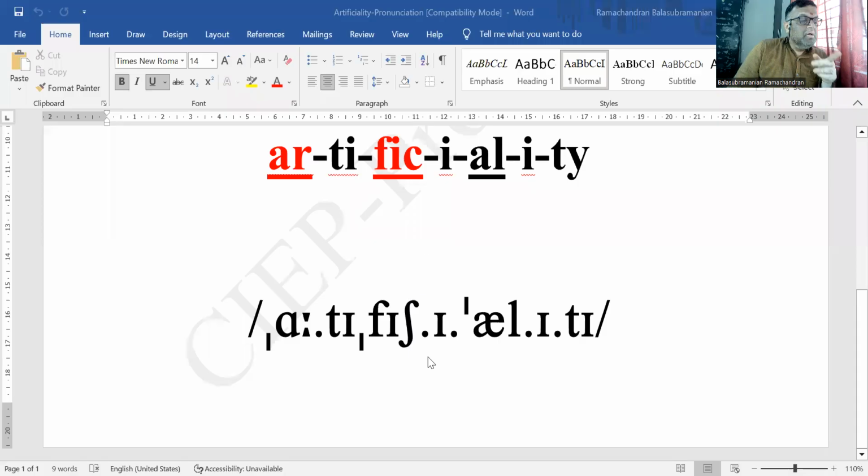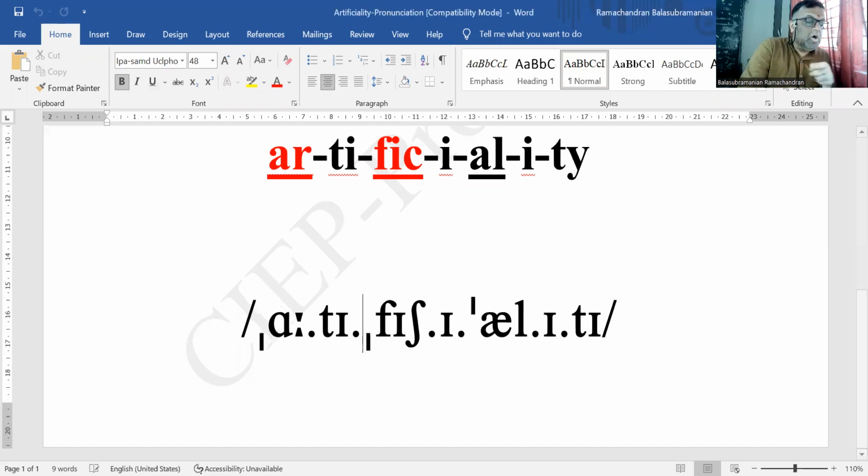If you remember, in one of the videos we've discussed the pronunciation of the word artificiality. Let me share my screen with that particular word. So there we are. We have two syllables which have secondary stress, a and fish. And again, there is no boundary here. The dot does not come here.